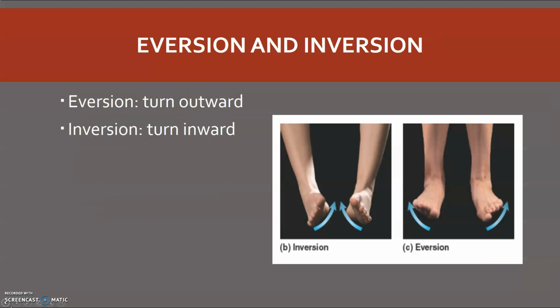Next we have the movements eversion and inversion. Eversion simply means to turn outward, so rotating at the ankle so that your toes are turning outward. And then inversion means turning inward, so taking those toes and rotating them inward toward the body.